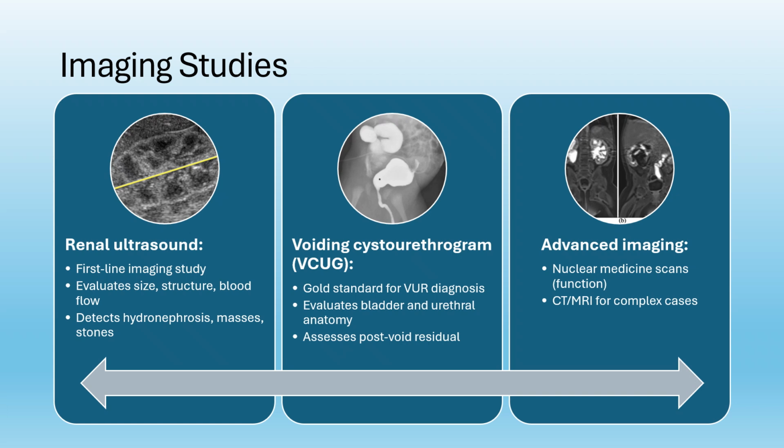Beyond structure, ultrasound with Doppler assesses blood flow patterns. This becomes critical when evaluating for renal artery stenosis or venous thrombosis. Hydronephrosis appears as dilated collecting systems. The ultrasound can grade severity and sometimes identify the level of obstruction.